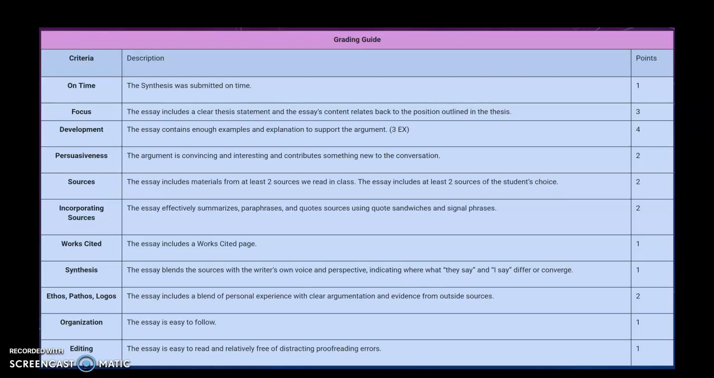The synthesis is also worth more points. So if you look at the grading guide, you'll notice that the individual items on the grading rubric are worth more. One of the assignments you'll do this week will be to apply the grading rubric to an example essay, so you'll get a chance to look at the rubric more closely.